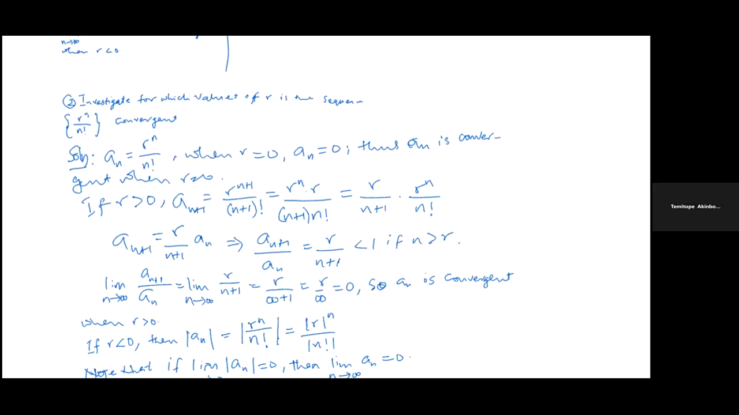Then we'll now consider the scenarios with R equals 0. So if R is 0, an will be 0. That is substituting 0 for R in an. So that will be 0 raised to power n, which is 0, and 0 factorial is 1. Whatever you are dividing 0 with is 0. So an is 0. Thus, an is convergent when R is 0.